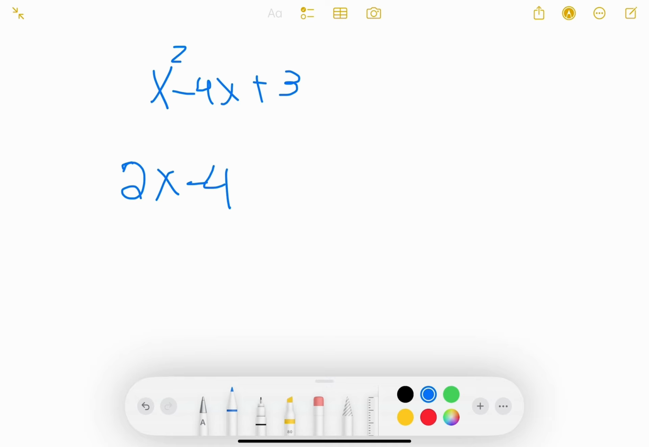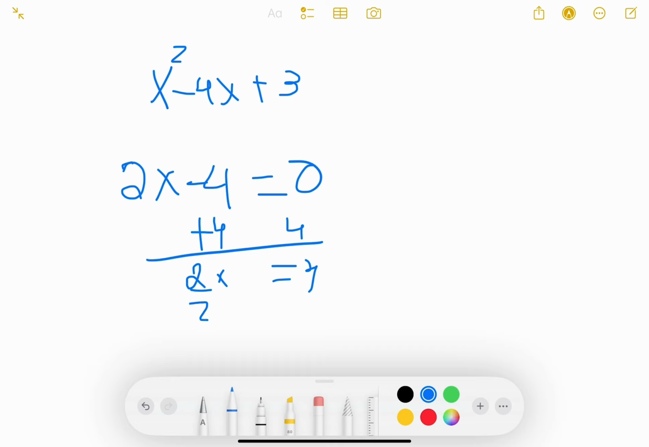And again, going back to step 2, I'm going to set this equal to 0. And so add 4 to the other side: 4 equals 2x. And then we have x equals 2 as a critical point, but then we also have to add step 3.